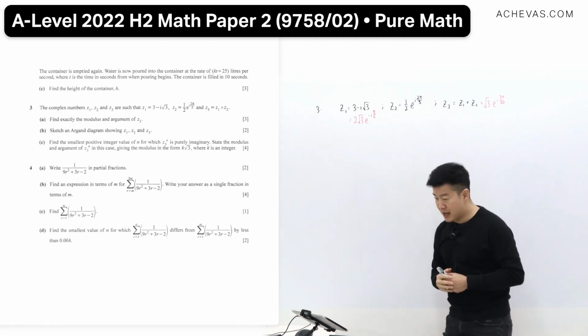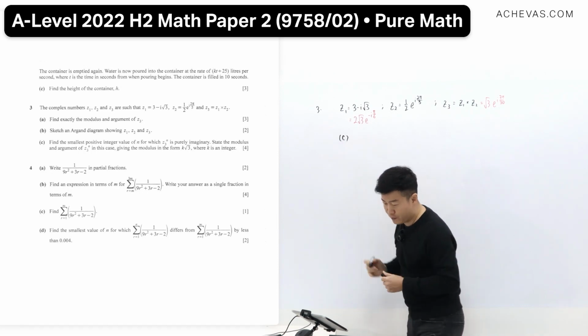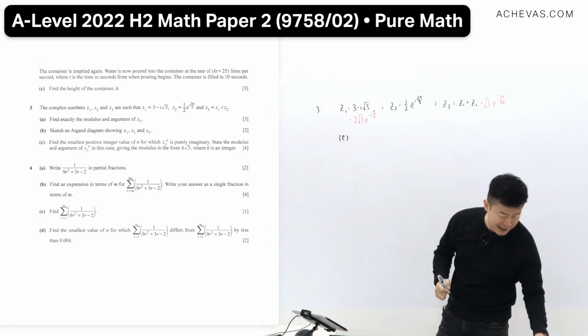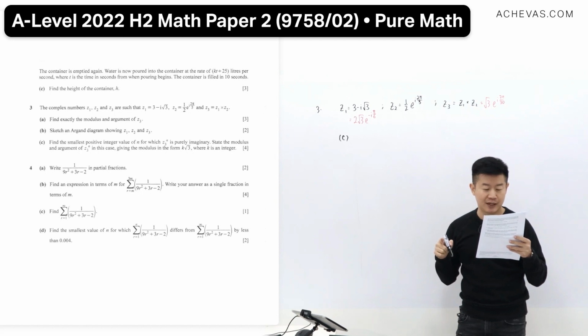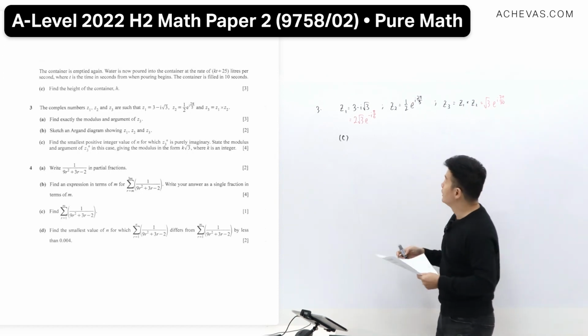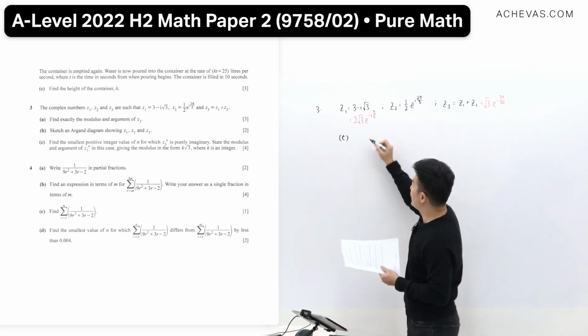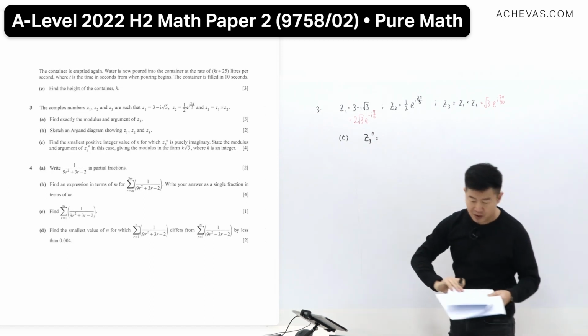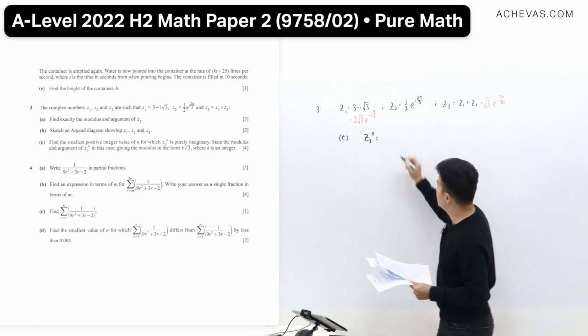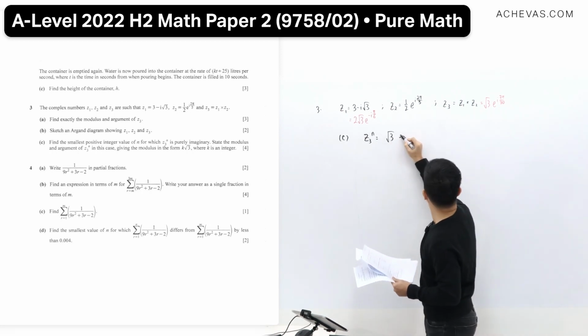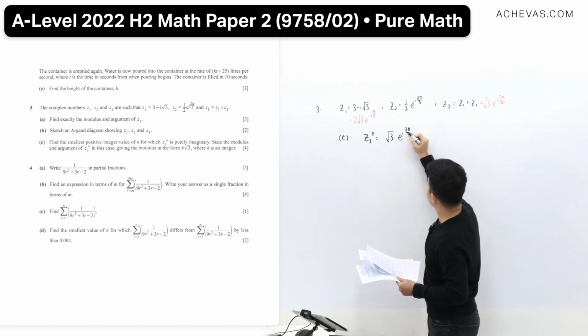And for part C, we are going to be trying to find out the smallest positive integer that is going to be giving us z3 to the power of n to be a purely imaginary number. Okay, so the first thing that we definitely want to find out is what exactly is z3 to the power of n. So for z3 to the power of n, we will be making use of z3 in the Euler's form, square root of 3 e to the power of i 7 pi over 30. This is going to be to the power of n.